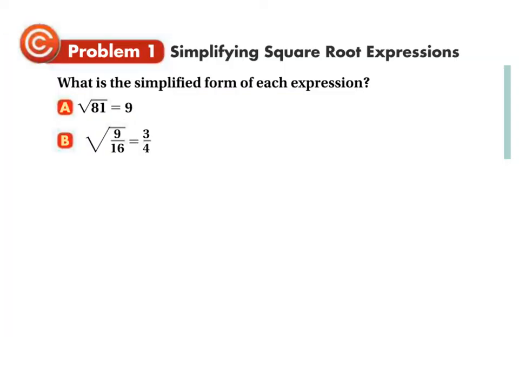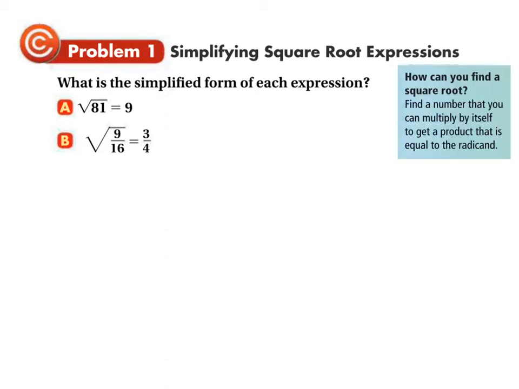Okay, so we are simplifying square root expressions, and the first one here, the idea is what is the square root of 81? And what you're looking for here, like it says here, is how do you find a square root? You find a number that multiplies by itself to get the radicand, the number under the radical symbol. So what number times itself equals 81? It's 9. Okay?